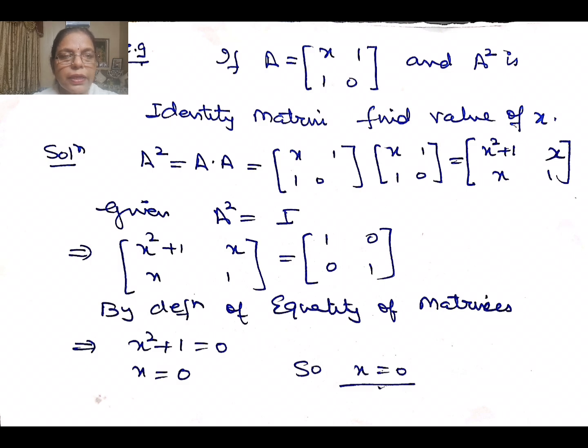Now we are given A square is equal to the identity matrix. That means [x square plus 1, x; x, 1] is equal to [1 0; 0 1]. Now by the definition of equality of matrices, their corresponding elements must be the same. So that implies x square plus 1 is equal to 1, x is equal to 0, and we get x is equal to 0.